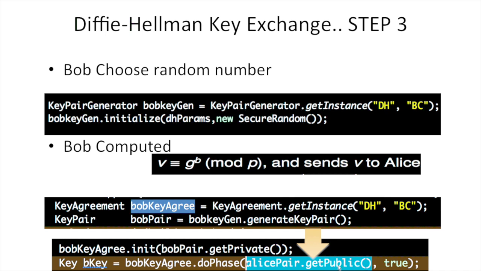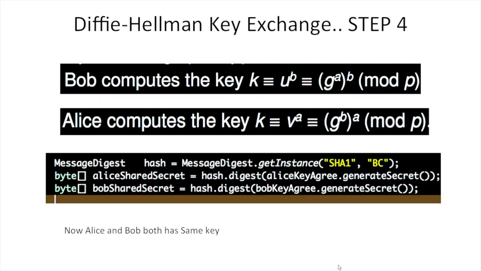So doing this, Bob computes the value k and Alice computes the value k. So both are equal here. And finally they will generate the shared secret, Alice's key, and these two shared secrets will be the same.